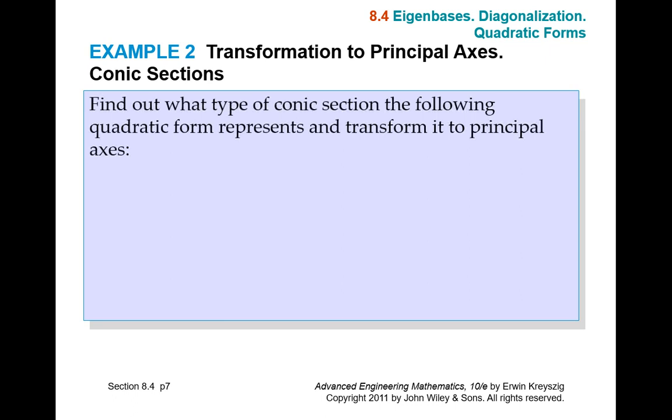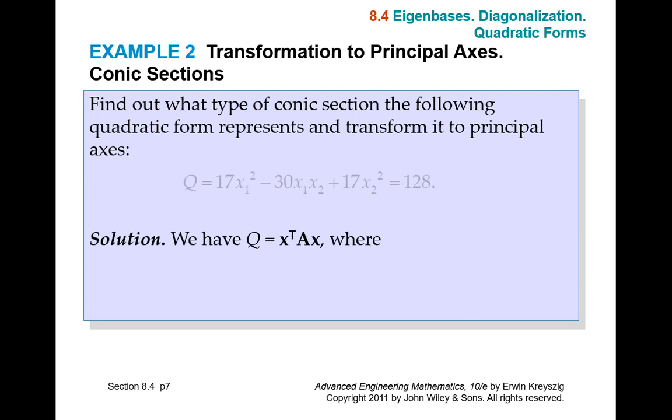Okay, now look here. For example, how do we do that? Let's consider an example. The example says: transform to principal axis in conic form. Find out what type of conic section the following quadratic form represents and transform it into principal axis. Now the question given to us is that q is equal to 17x1 square minus 30x1x2 plus 17x2 square is equal to 120. Now as we know, we can write it as a matrix, as a symmetric matrix.